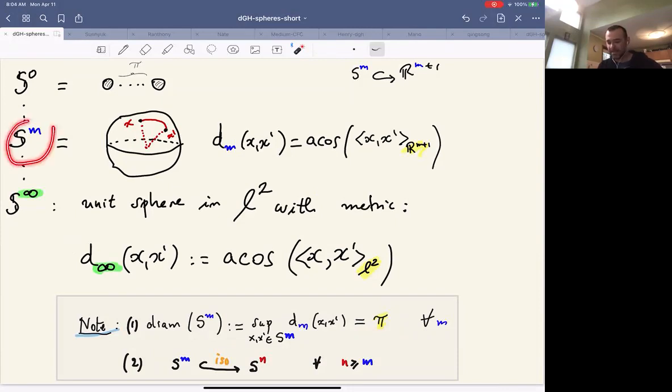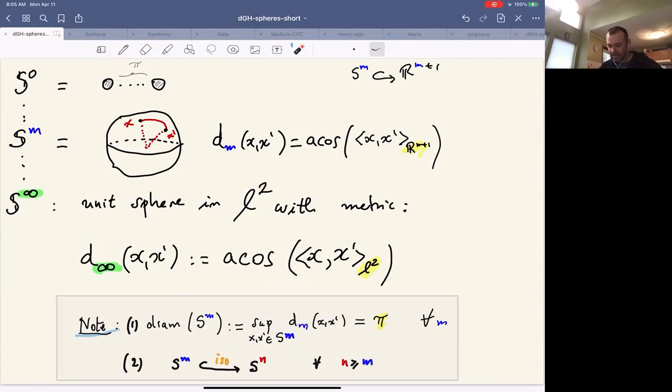To describe S^m as a metric space, we think of the usual round embedding of S^m into R^(m+1). So we have really a standard sphere, and then we measure the geodesic distance between points on the sphere, which can be expressed nicely by using inner products and the cosine function. And S infinity, we are also going to deal with S infinity. It's going to be the unit sphere in little l2, again with the same metric.